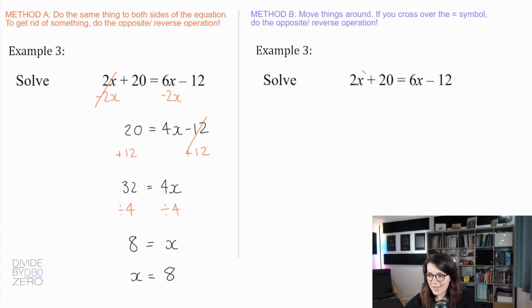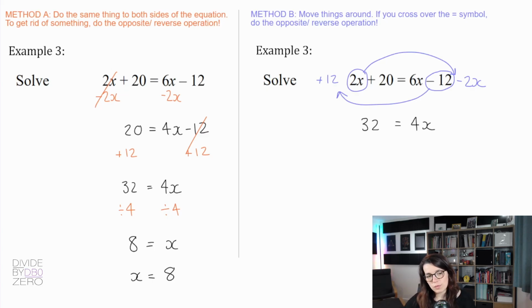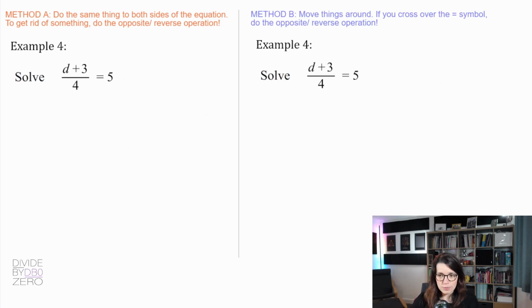Method B. Let's take that 2x and move it to the other side. So it becomes minus 2x. Let's also take the minus 12 and move it to this side. So it becomes plus 12. When I do that, I get 32 straight away on the left-hand side and 4x on the right-hand side. I can then move the 4 over to the other side, make it divide by 4. Therefore, we get x on this side and 8 on that side, or you can swap them around again, x equals 8.